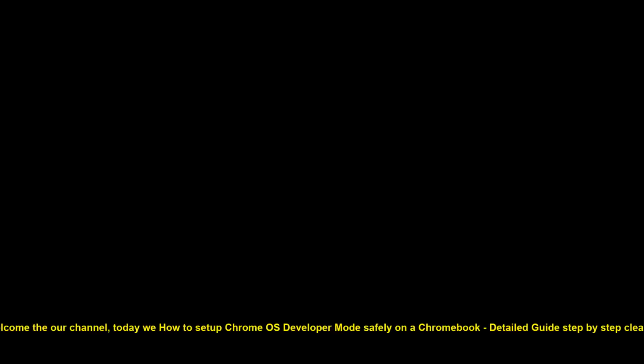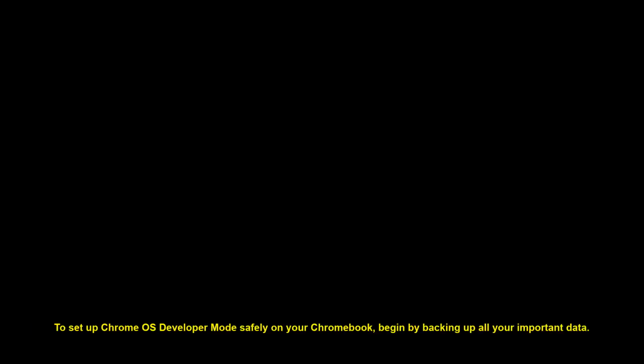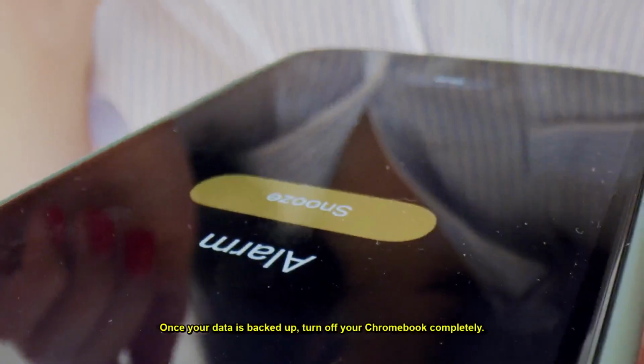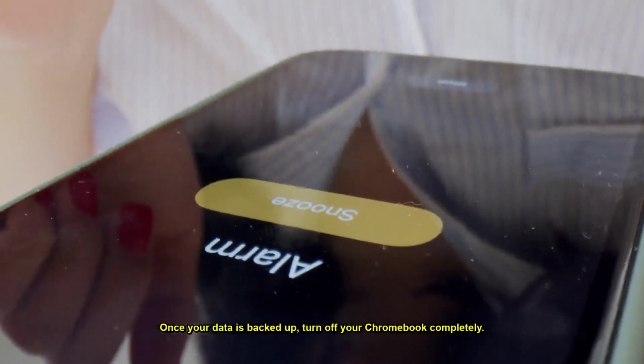Today we'll show how to set up Chrome OS developer mode safely on a Chromebook, with a detailed guide step by step. To set up Chrome OS developer mode safely on your Chromebook, begin by backing up all your important data. This process will wipe your device, so it's crucial to save any files you can't afford to lose. Once your data is backed up, turn off your Chromebook completely.